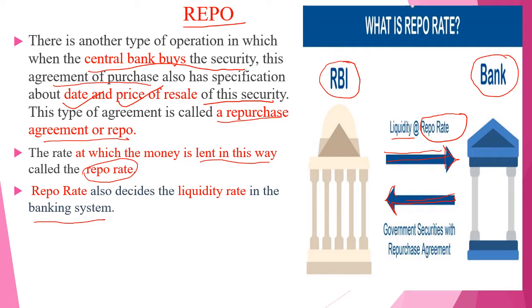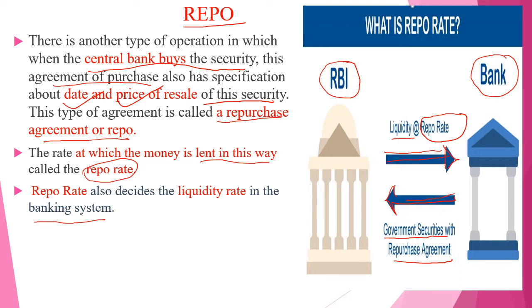When repo rate is charged, some collateral is involved. That you have to understand. That is why the figure shows government securities with the repurchase agreement. That is, in the case of repo rate, two things are happening: money is moving to the commercial bank at the repo rate, and at the same time the government securities are moving to the Reserve Bank of India. In other words, you can say the Reserve Bank of India is buying government securities.